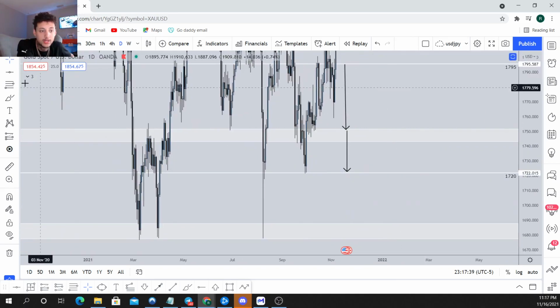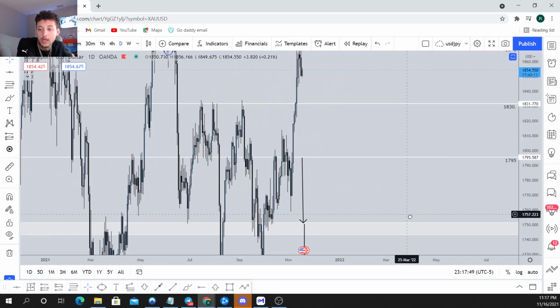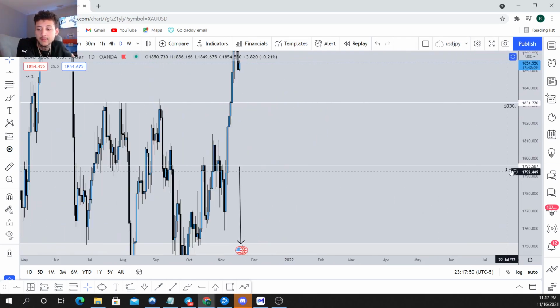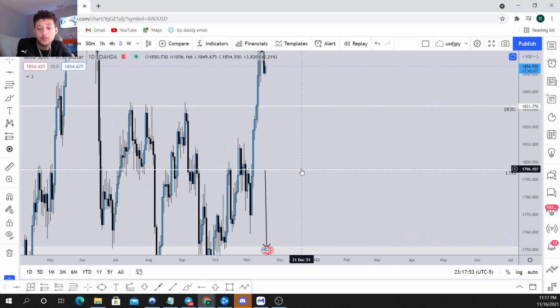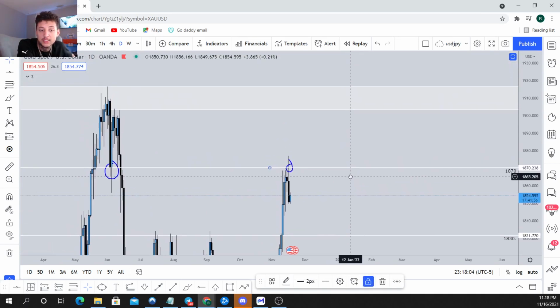So if price were to break under 1720, I'm going to look for price to come into my zone at 1685. Now, if price were to start trading higher as it's doing, notice the break of 1795. If price were to break 1795, then I'd look for price to come all the way to 1830. If price were to break above 1830, then I'd look for it to come all the way to 1870. If price were to break 1870, then I'd look for it to come up to 1900, where we have another level of supply and demand in here.